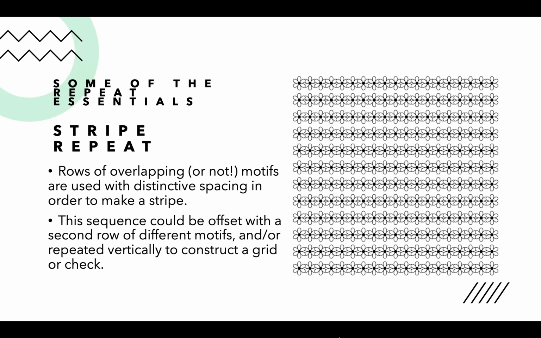And then the stripe repeat are rows of overlapping or not motifs used within distinctive spacing in order to make a stripe. This sequence could be offset with a second row of different motifs and or repeated vertically to construct a grid or a check. So here we're seeing loads of stripes, but if you repeated this going the other way as well, you'd get a grid, and you could even shrink some of them down and put them in between to start to make something like a check.